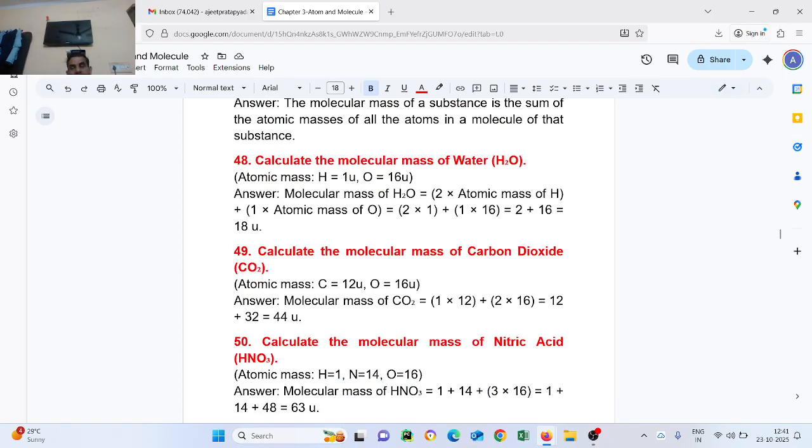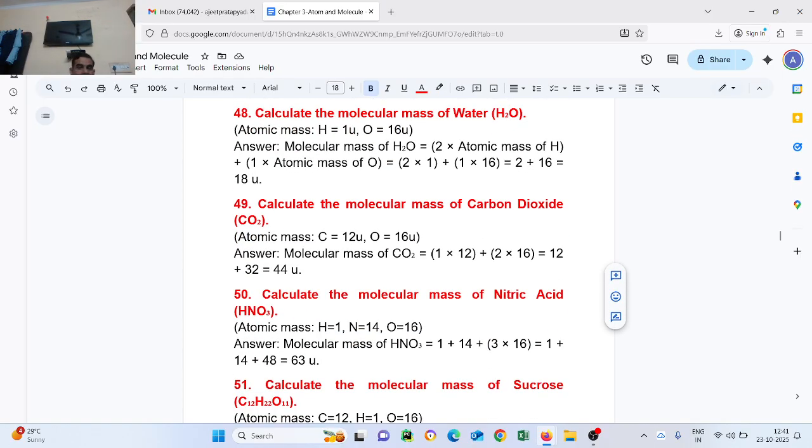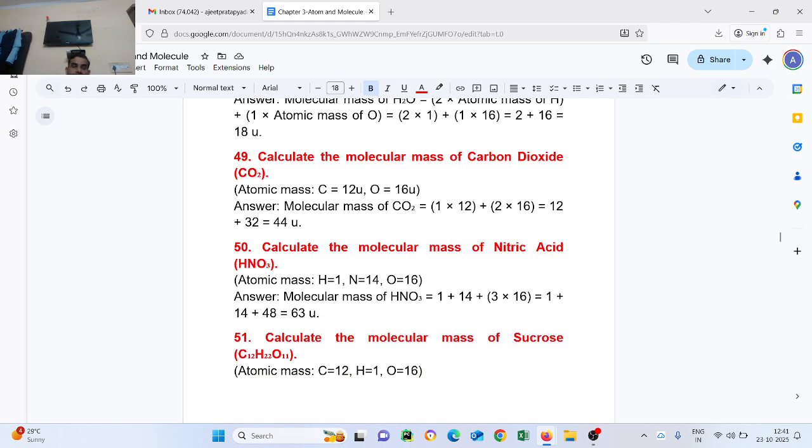Question number 50. Calculate the molecular mass of nitric acid, HNO3. Atomic mass: hydrogen equal to 1, nitrogen equal to 14, oxygen equal to 16. Molecular mass of nitric acid, HNO3, is equal to 1 plus 14 plus 3 multiplied by 16, equal to 1 plus 14 plus 48, equal to 63 u.